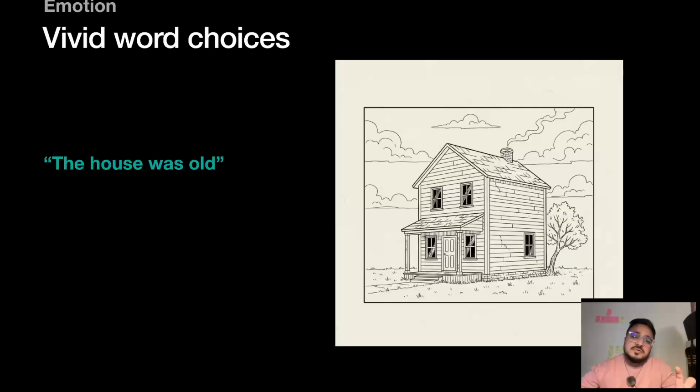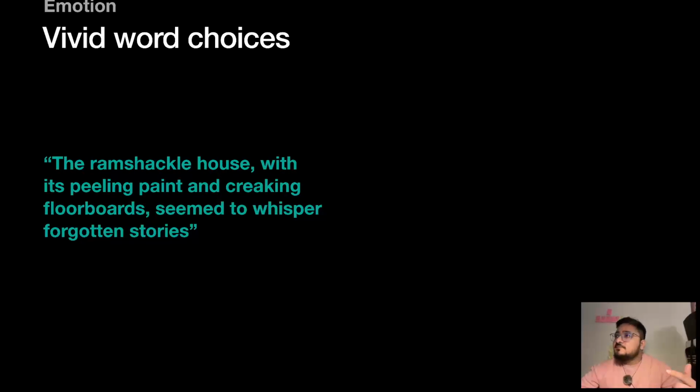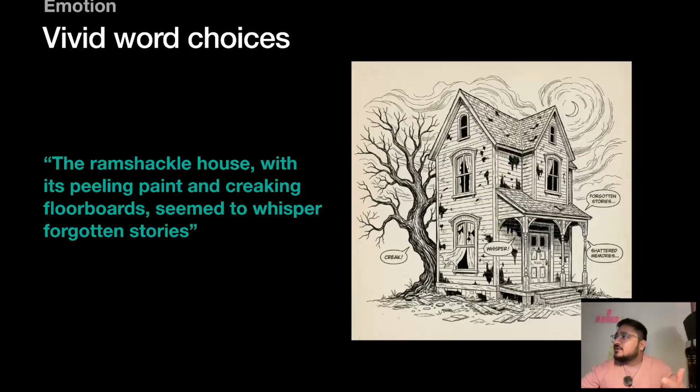But now you have read this in the book, that if you explain this house, not exactly this house but any house, in this manner: the ramshackle house with its peeling paint and creaking floorboards seemed to whisper forgotten stories. This is much more elaborative, and it is connecting with different aspects of the visuals. So now you will see, I prompted this in AI, and even AI is able to understand. Okay, let me make it slightly different.